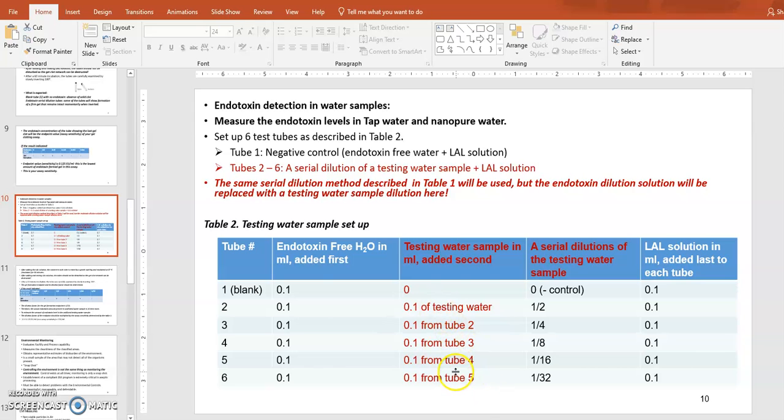After that's done, you're going to add 0.1 mL of your LAL solution to all these tubes, and then set those tubes in our incubator together with the first set. Okay, then what are you going to expect to see from here? It all depends on how much endotoxin is present in these tubes. Some of them may give you gel form, some of them may not. It totally depends on the amount of endotoxin present here.